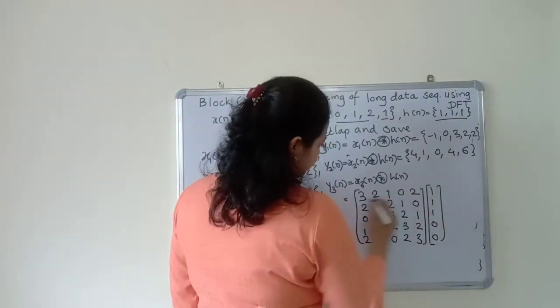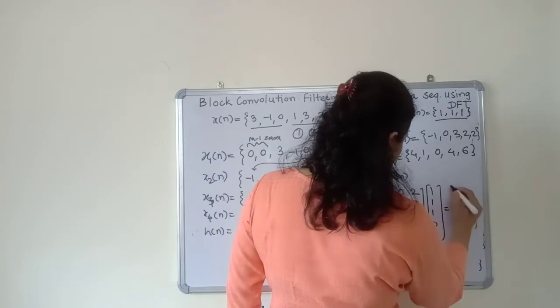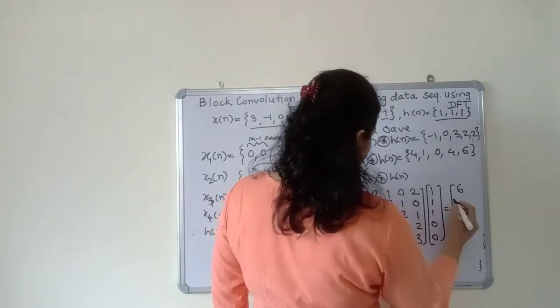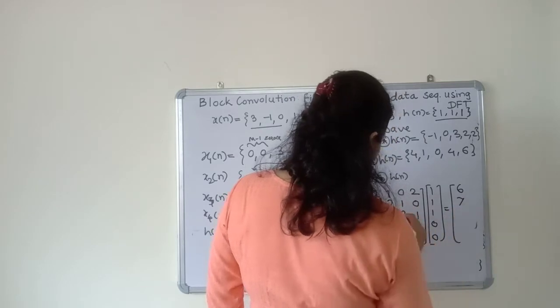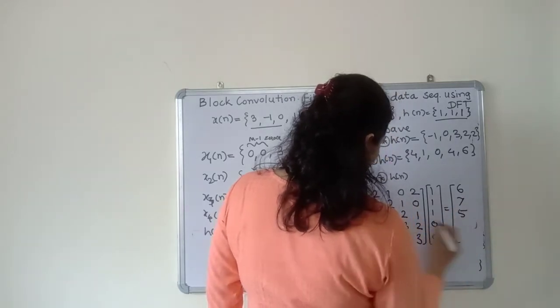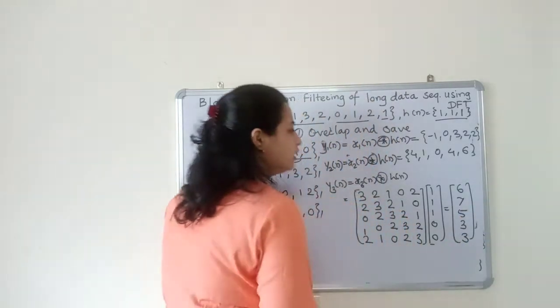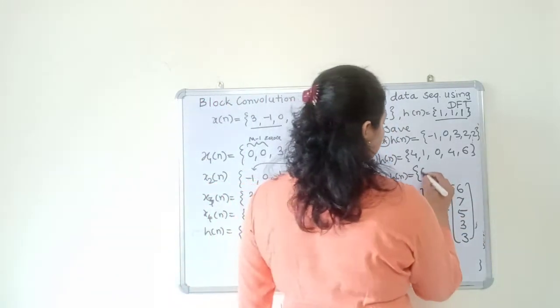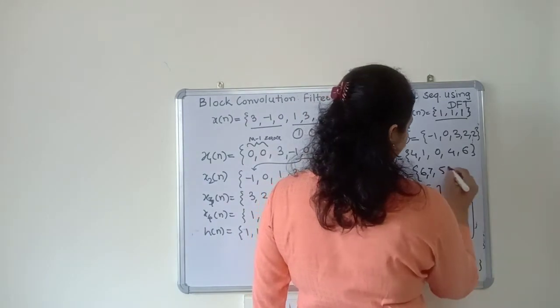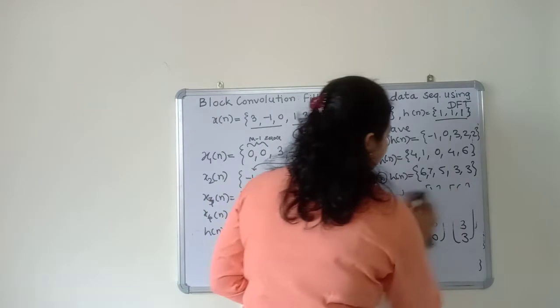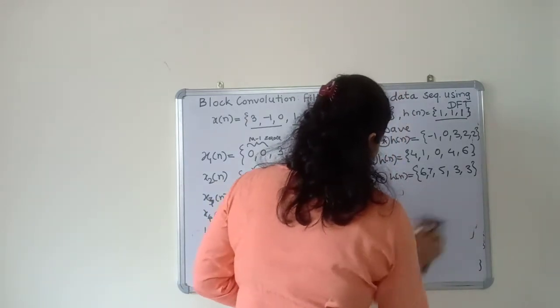Now first 3, this is 6, this is 7, this is 5, this is 3 and the last one is also 3. So the samples here are 6, 7, 5, 3, 3 and the last one output.